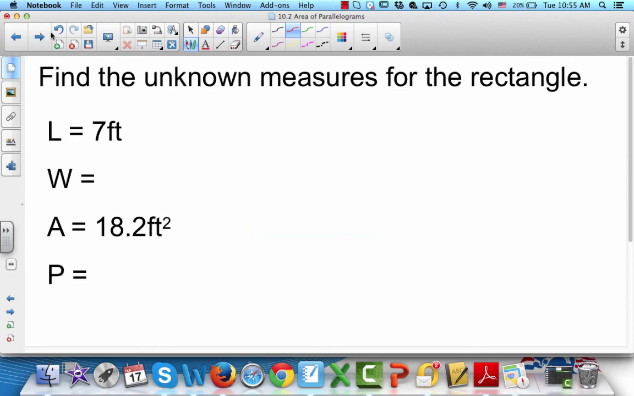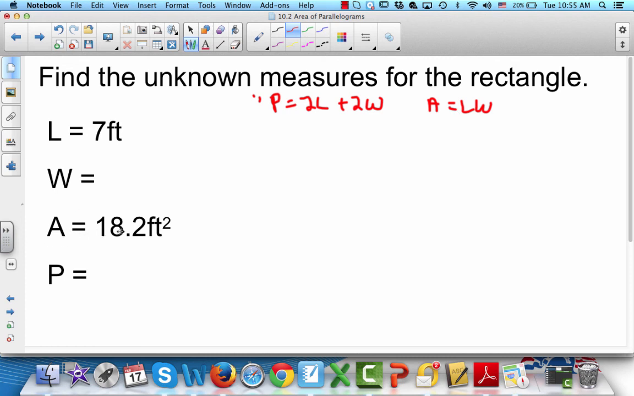All right, here's one for you to do. You pause the video and do this one, and then get back. Oh, listen. Let's go ahead and do this first. Perimeter equals 2 times length plus 2 times width, and area equals length times width. Use those formulas and solve this one. Pause the video.